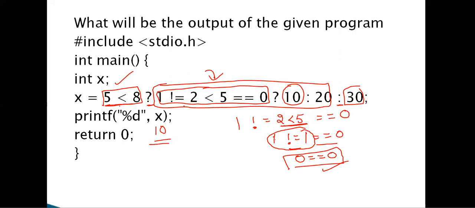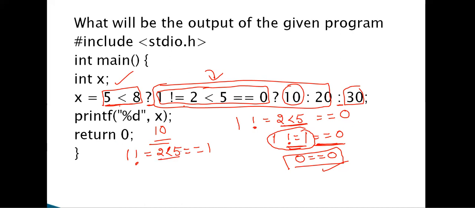For example, you have a doubt. That is, the first question mark: is this one executed or this one executed? So to clarify your doubt, I will write one more statement. 1 not equal to 2 less than 5 is equal to. For example, instead of 0, I am writing 1.